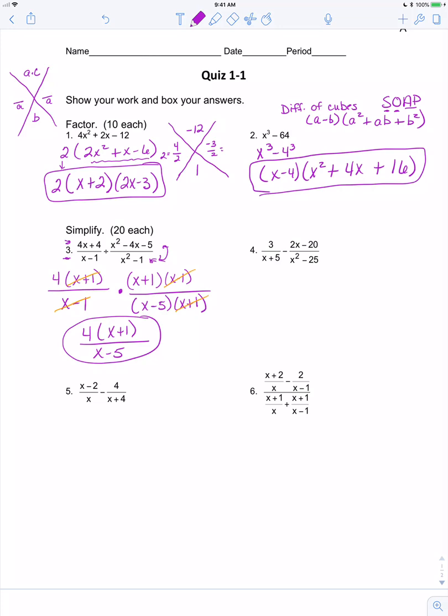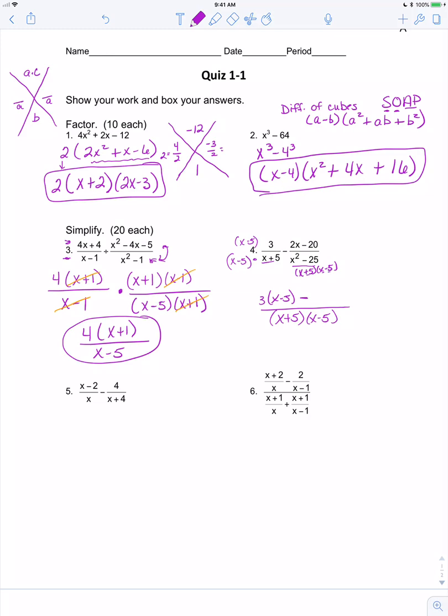Okay, the second one is a subtraction problem. Remember, we have to have a common denominator when we add or subtract fractions. So we need to factor this. So x squared minus 25 is x plus 5, x minus 5. Well, we have the x plus 5 here, so we need the x minus 5. So remember, the whole fraction needs to be over x plus 5, x minus 5. Well, this first one needs to be multiplied by the x minus 5. If we do it to the bottom, we have to do it to the top. So we've got 3 times x minus 5.